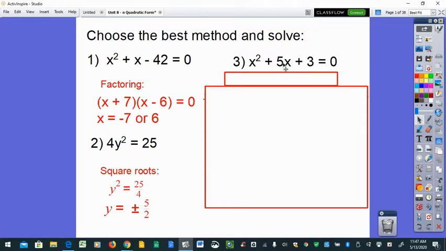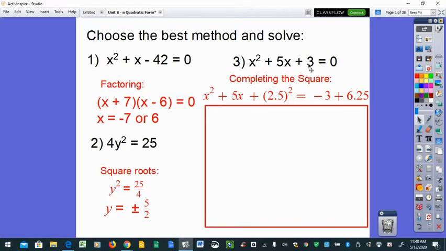This one has a bx term, so no square roots. And I very quickly thinking 3 and 1, there's no way this is factorable, so I have to use completing the square. Let's talk about completing the square again. The first thing is we have to have an a of 1, and we do. The second thing is that 3 is going to have to rotate around to the other side, so we are going to subtract 3 from both sides.